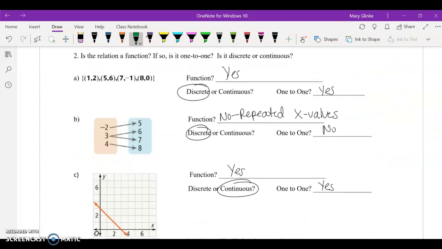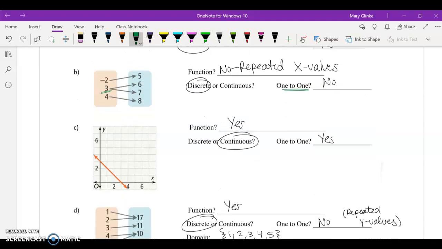For the bottom parts, we're looking for, are these functions, are they discrete or continuous? Are they one-to-one? So this one is a function because there's no repeated x values. It is discrete because it's a set of points. And it's one-to-one because there's also no repeated y values. This one is not a function for B because there's repeated x values, which also rules out one-to-one. And it's discrete because it's a mapping here instead of a graph with a line drawn.